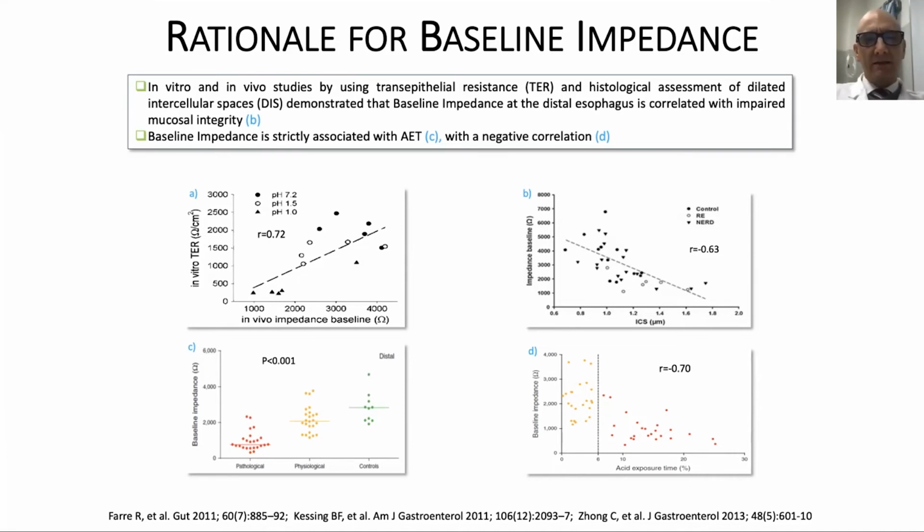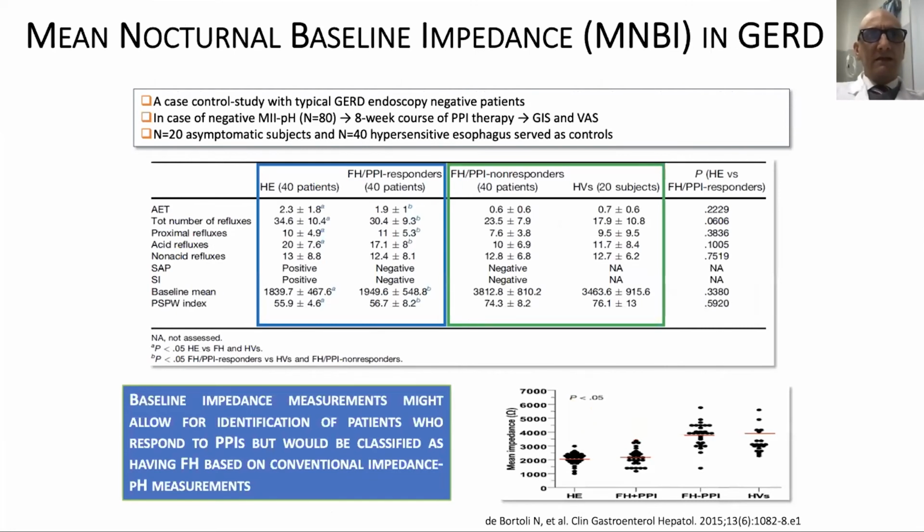Similarly, the team of Amsterdam, Bredenoord and co-workers, showed that distal baseline impedance levels in GERD patients were markedly lower than those observed in healthy volunteers. And an inverse linear correlation between acid exposure time and baseline impedance was reported. This is the first study that evaluated mean nocturnal baseline impedance, so the calculation of baseline during nighttime, a period in which baseline value seems more stable, because the esophageal mucosa collapses on the probe.